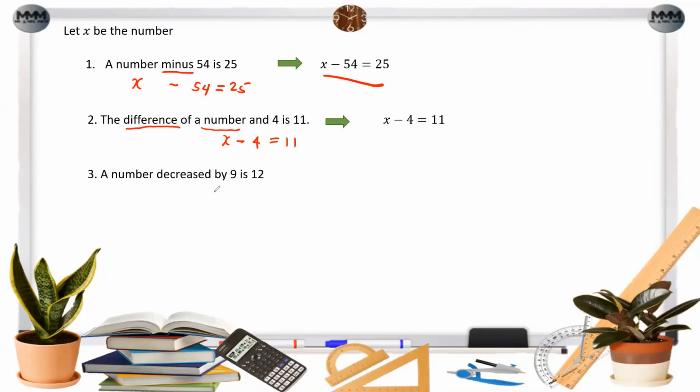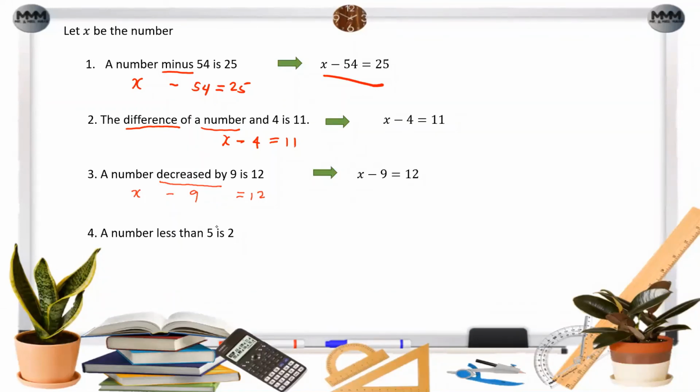Okay, next, a number decreased by 9 is 12. The answer is x minus 9 is equal to 12. Now notice here that we used decreased by. So again, the symbols before and after the phrase will be retained. So we have a number x, then decreased by, minus 9 is 12. So that's why we have this.